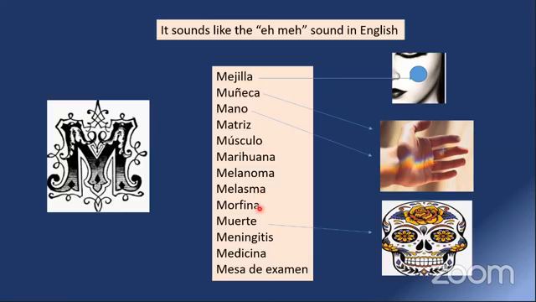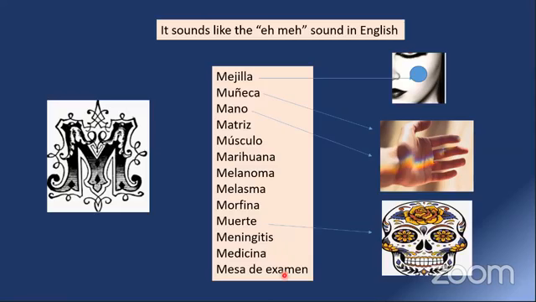Morfina, you know what is that? Hey nurse, what are you doing? What are you putting in me? Oh, don't worry, this is for your pain. Es morfina. Es para el dolor. La morfina es para el dolor. Muerte. Muerte is death. Meningitis. You know what's that? Medicina.